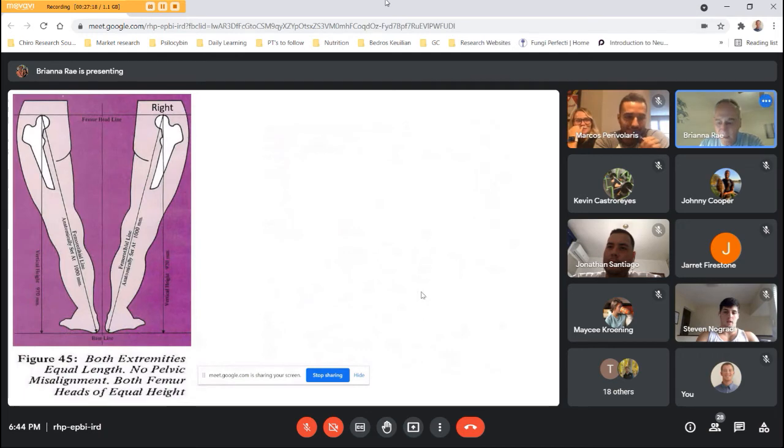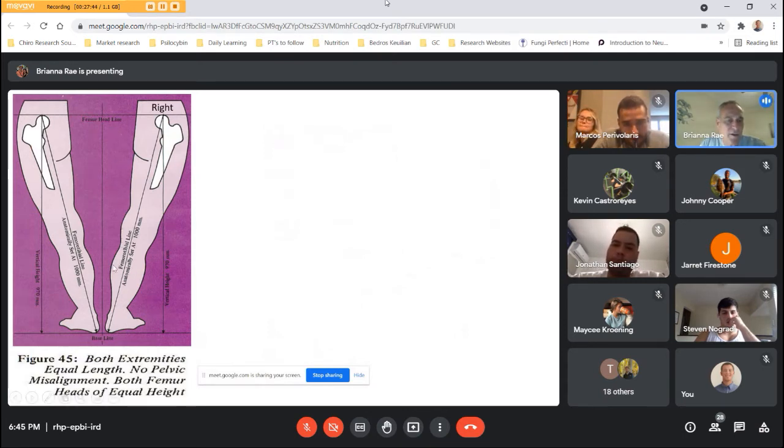Okay, somebody was asking a question about how to know the actual length of the leg. Well, we don't need to know the actual length of the leg, but to understand why the femur head does what it does and why the length of the leg does what it does with misalignment, hopefully this will help. This comes right out of chapter 3.